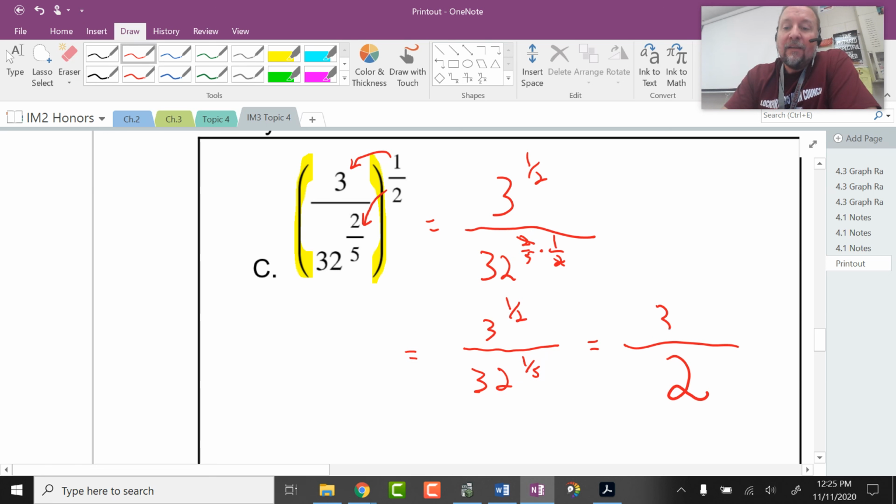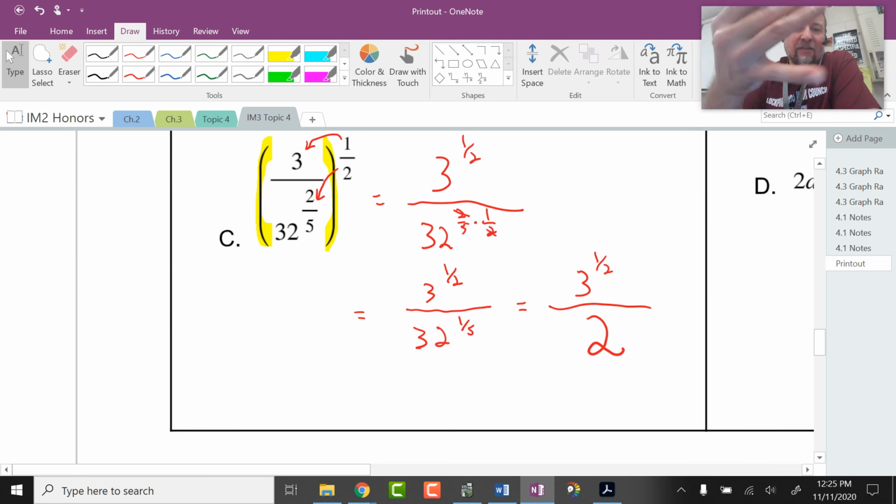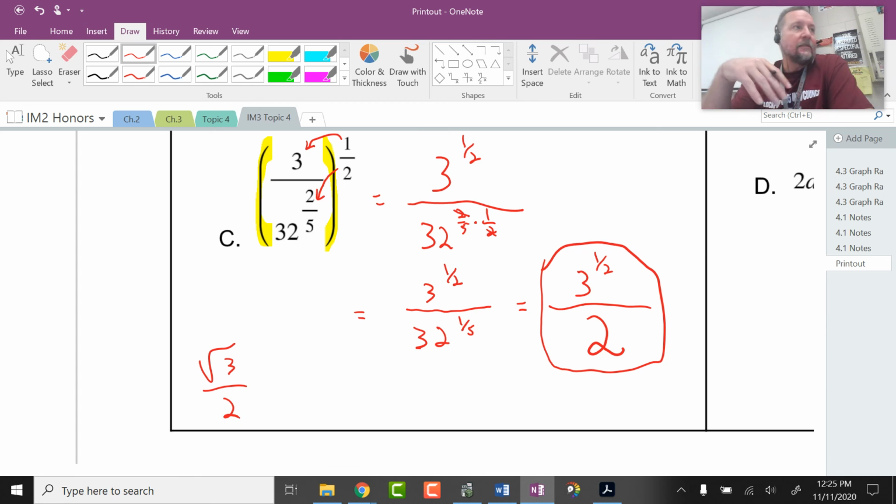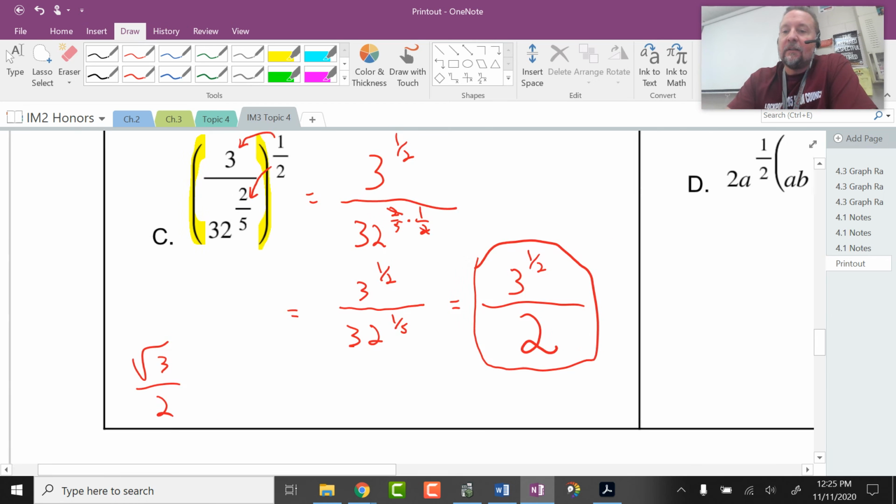The numerator does not, so you just kind of leave it. And in terms of writing this in simplified fractional exponent form, that mess is actually the answer. There's really not much more you could do. This is equal to the square root of 3 over 2, which, there's nothing you can do with that. So that's all I got to say about that.